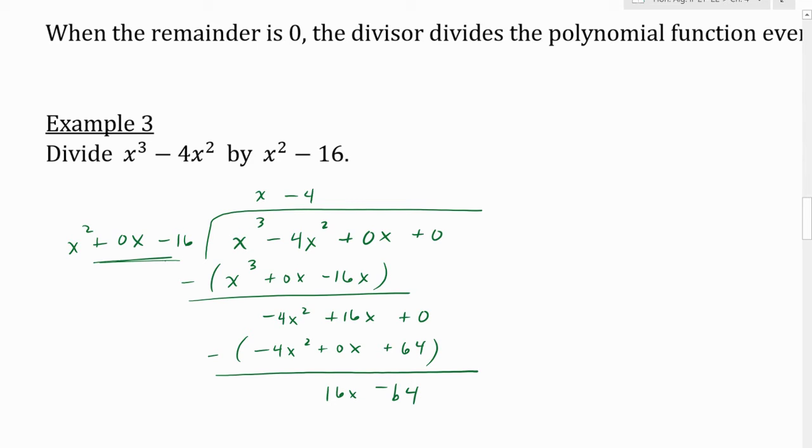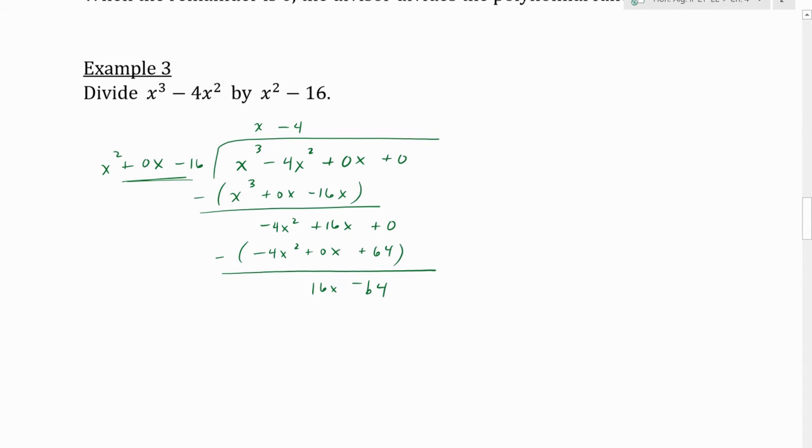And x squared plus 0x minus 16 won't go into 16x minus 64. So that's my remainder. So I get an x minus 4, and we'll add in a 16x minus 64 all over that x squared minus 16.